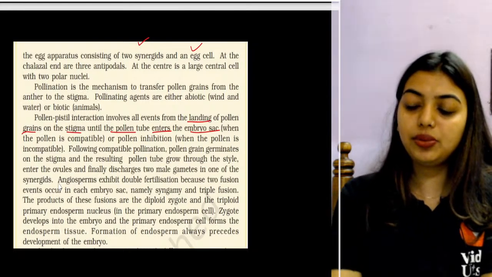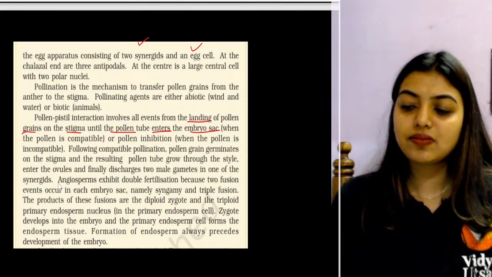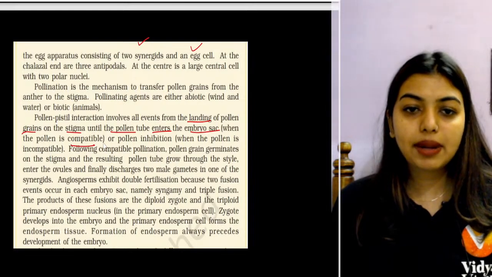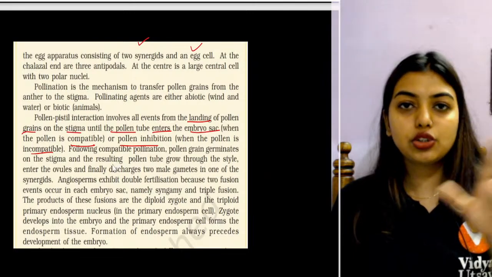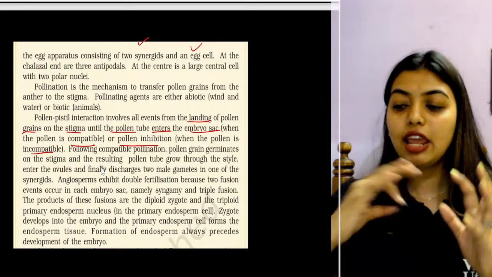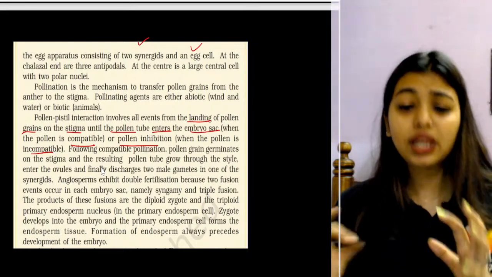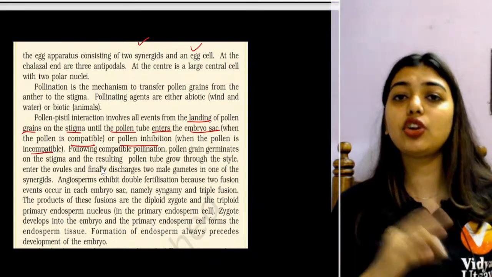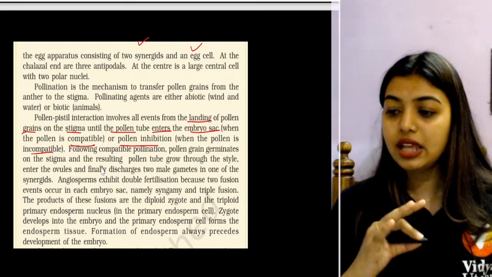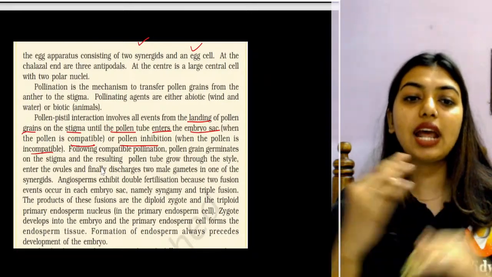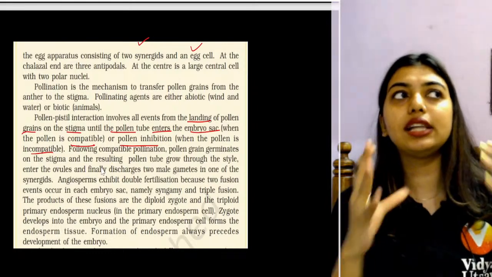Okay, so look here, students. The pollen tube enters the embryo sac when the pollen is compatible, or there is pollen inhibition when the pollen is incompatible. So pollen-pistil interaction happens depending on the compatibility of the pollen grains. If they are compatible, they are going to continue the pollen tube formation. If they are incompatible, they will get rejected, and that rejection is because they are of the wrong type.